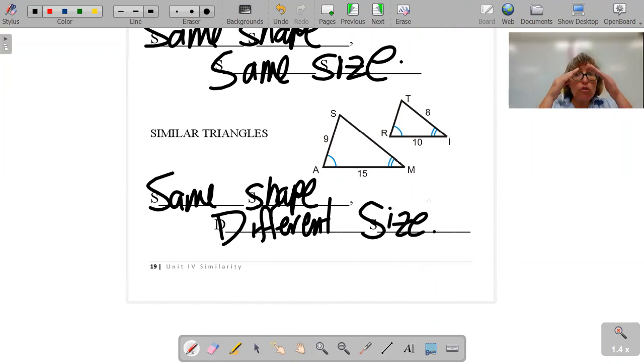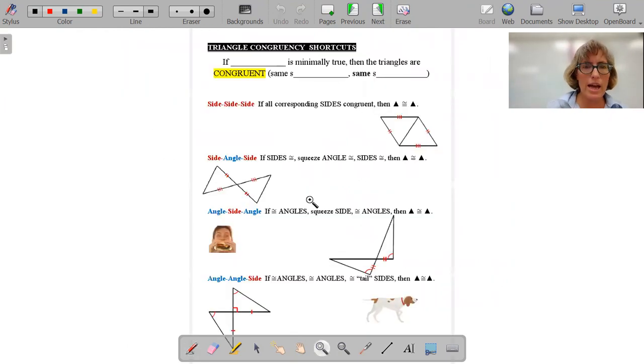Similar, they have the same shape, but they're just different sizes. Like clothing, small, medium, large. Same shape of the clothing, but different sizes. Same shape, different size. Both of them have shortcuts to that.